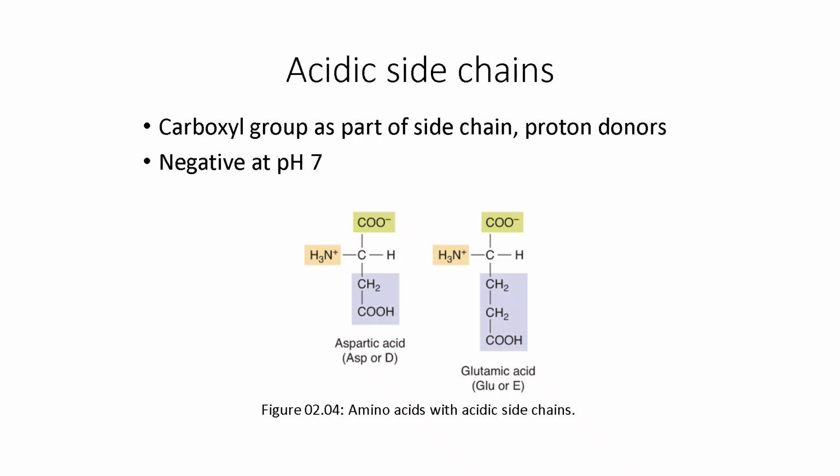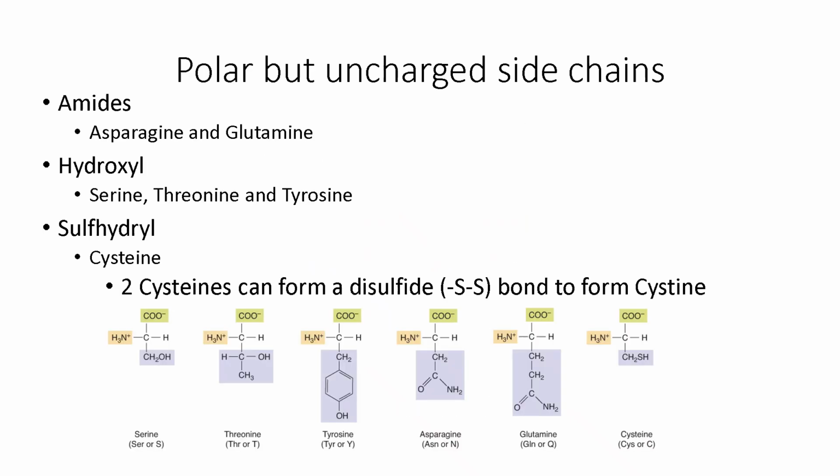Their side chains contain carboxyl groups, which are proton donors and are negatively charged at pH 7. These residues often participate in electrostatic interactions or act as catalytic sites in enzymes. Polar but uncharged amino acids include asparagine, glutamine, serine, threonine, tyrosine, and cysteine. They do not carry a net charge at pH 7, but they can form hydrogen bonds.